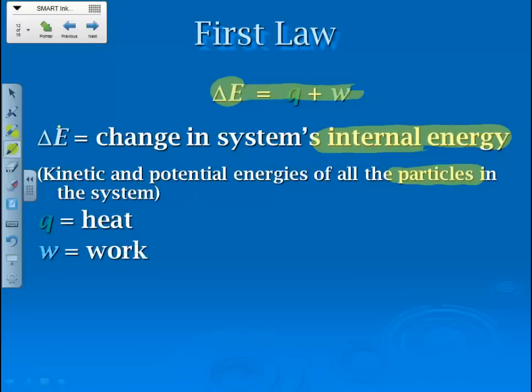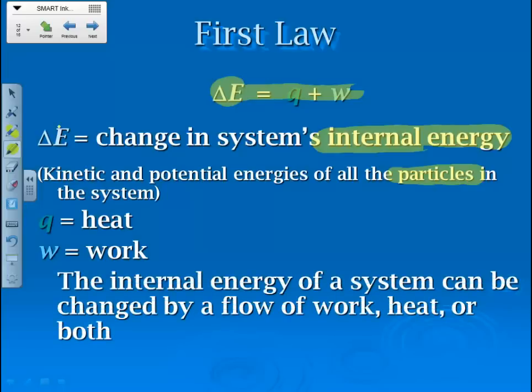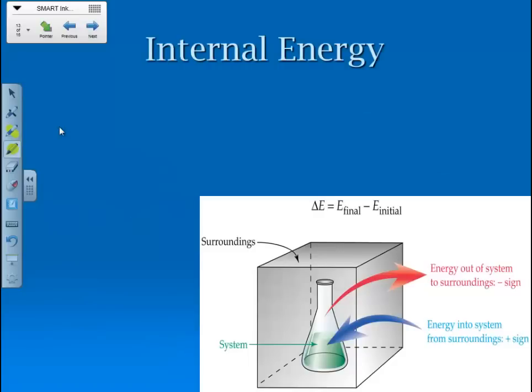Q is heat, W is work, and the internal energy of a system can be changed by a flow of work, heat, or both. This is essentially a mathematical way to study that concept. It goes back to the idea that since there are two ways to transfer energy, heat and work, there are two ways that a system can have its energy changed, with work or heat or both. And of course there's going to be some math related to that.